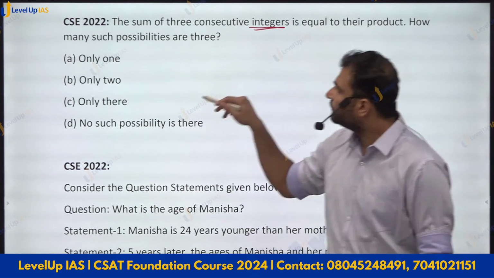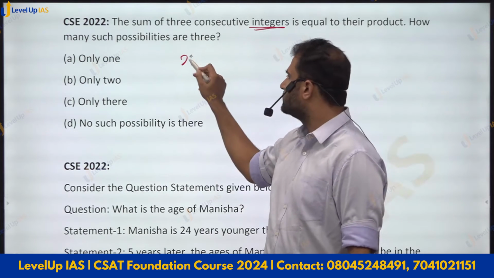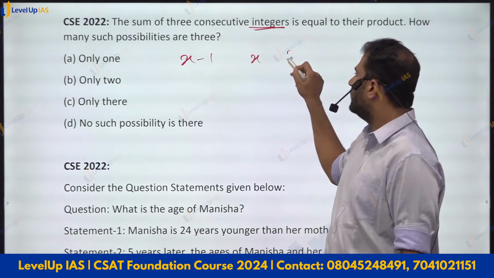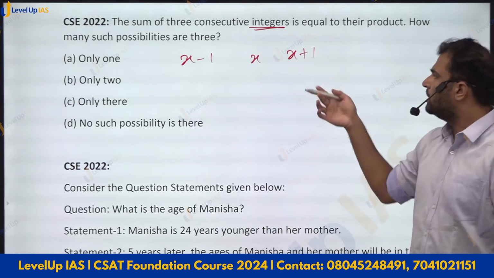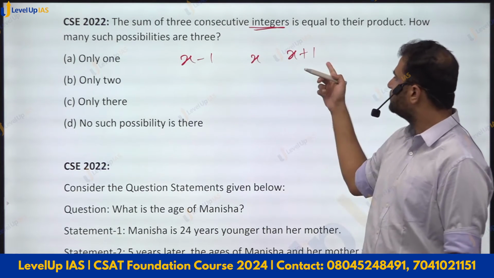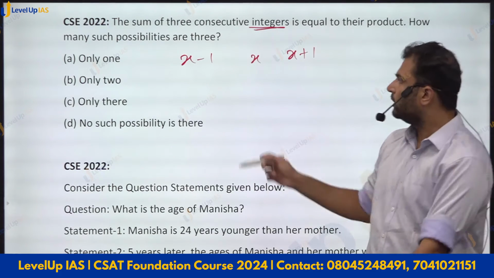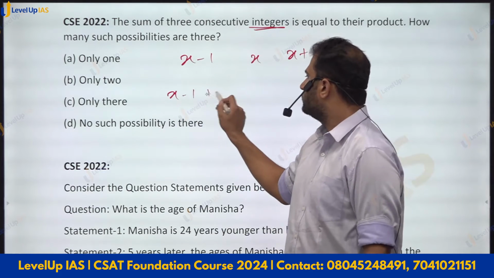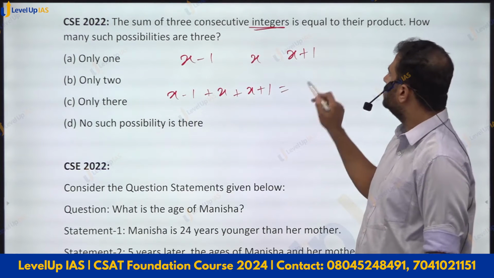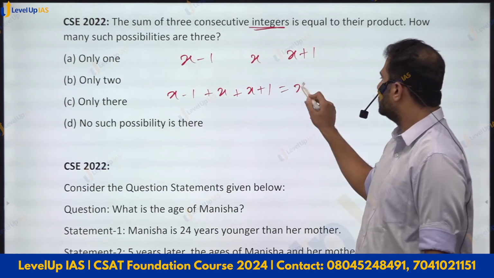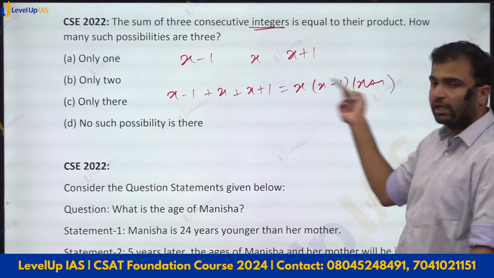So let us see, we are given the sum of 3 consecutive integers is equal to their product. So we take 3 integers, x minus 1, x and x plus 1. Why do we take something like this instead of x, x plus 1, x plus 2? Because we have to take the sum and the plus 1 and minus 1 can get cancelled if we take integers like this. So what do we have? x minus 1 plus x plus 1, the sum of 3 integers, is equal to their product. What is their product? x into x minus 1 into x plus 1. This is the equation now.